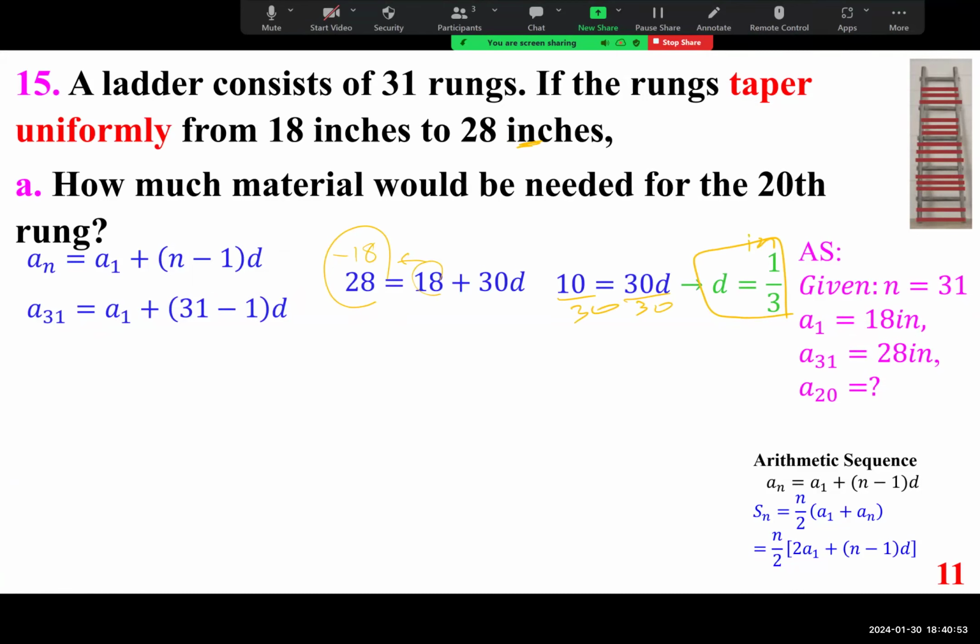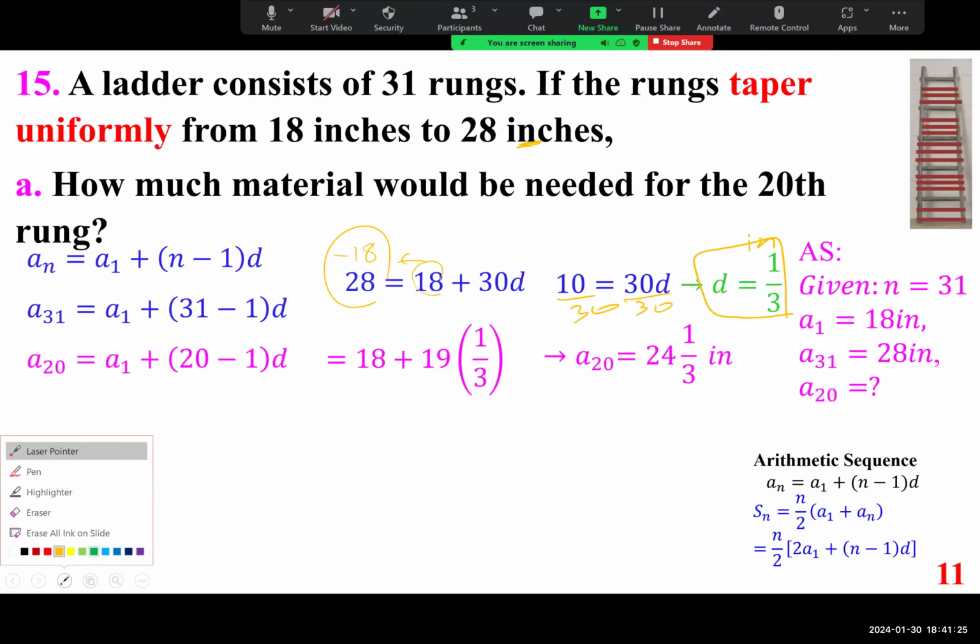Now we want A sub 20, and we are going to use the same formula. This time n is 20. A sub 1 is 18, plus 19 times d, which is 1/3. And so A sub 20 ends up being 24 and 1/3 because this is 19/3. You can say this is 19/3 or 6 and 1/3. So 6 and 18 is 24 and 1/3.